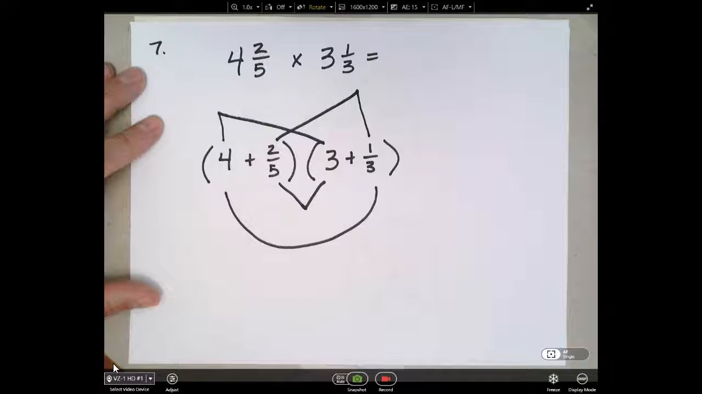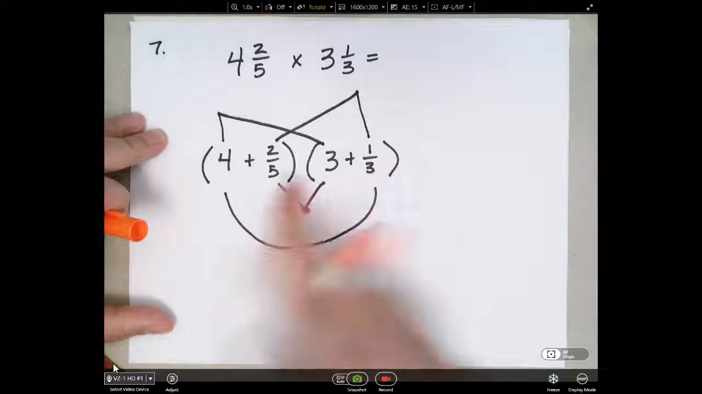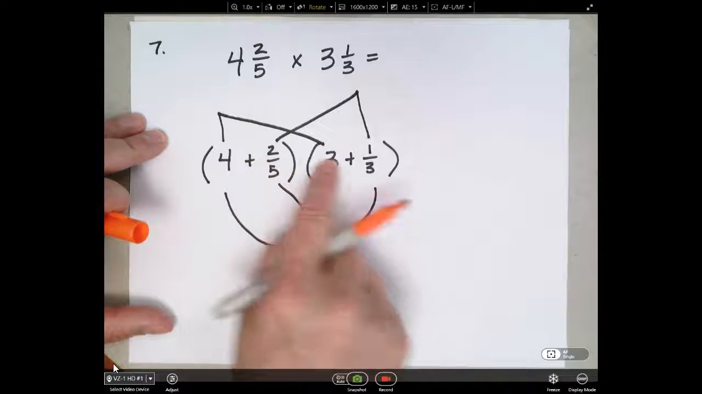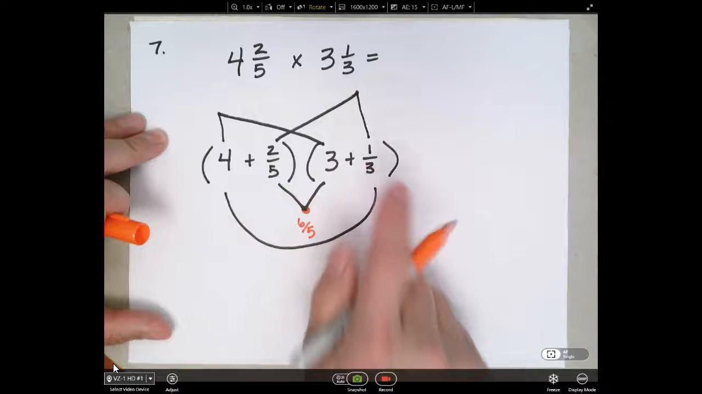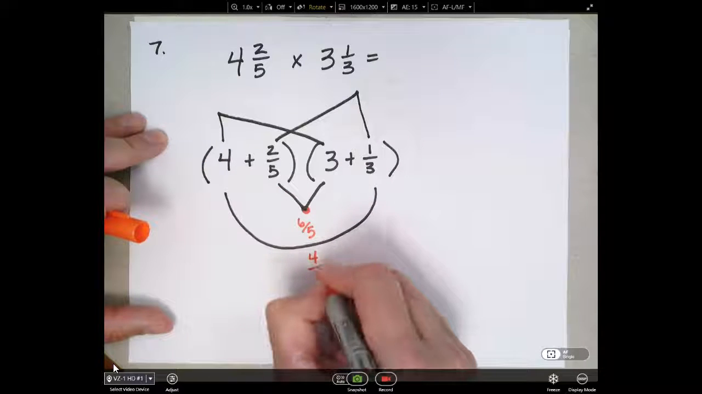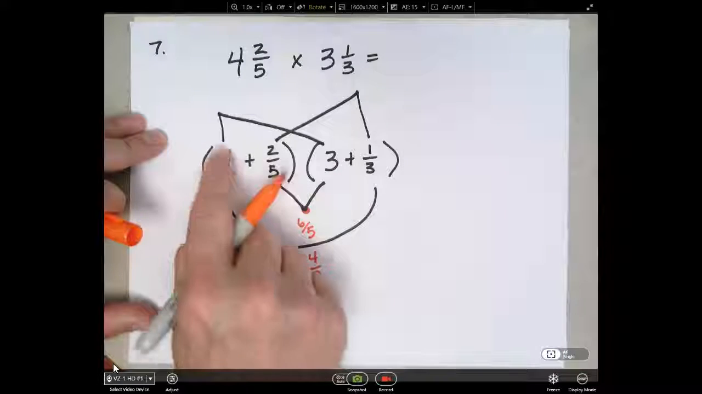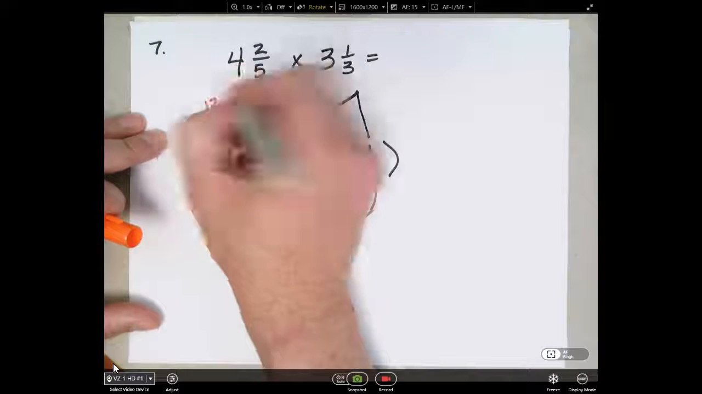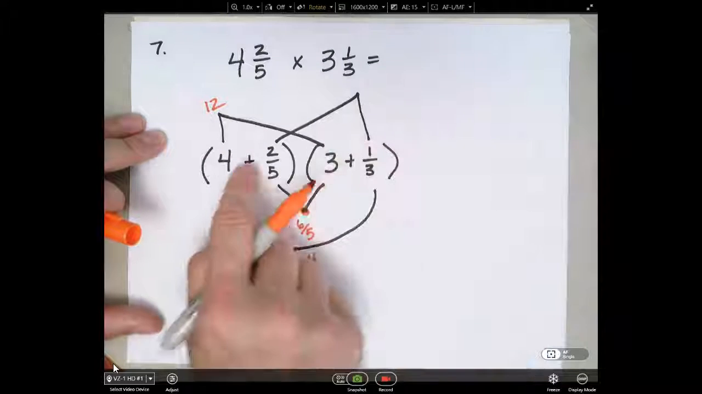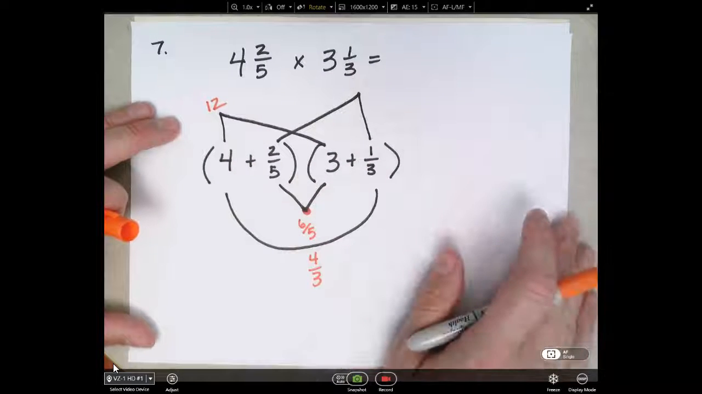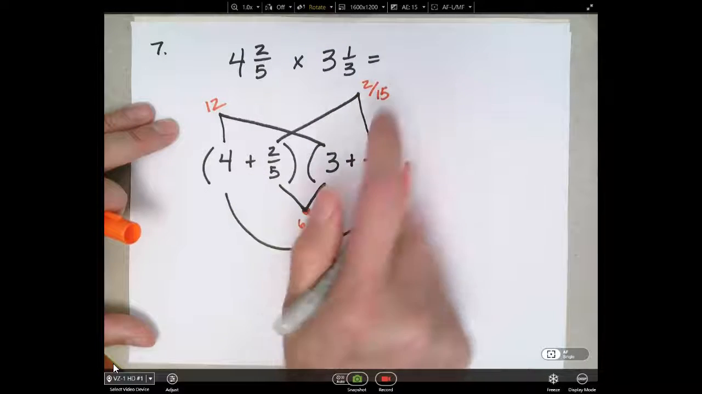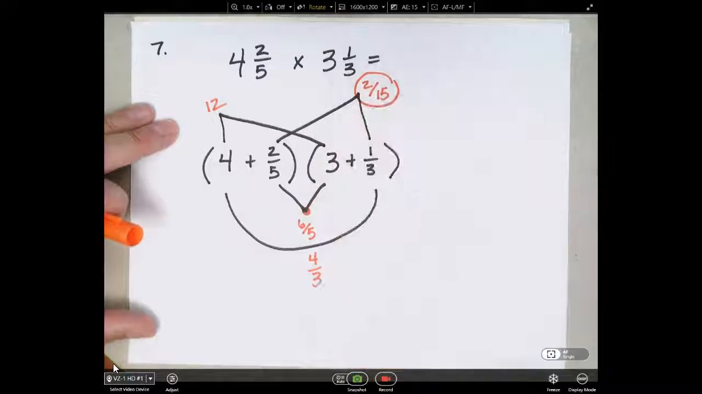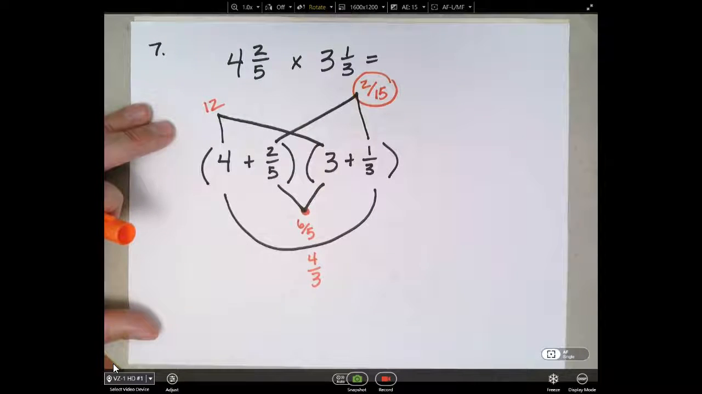So again, all we got to do now is multiply those pieces. Here's where one answer goes. 2/5 times 3, that would be 6/5. 4 times 1/3, that would be 4/3. 4 times 3 gives me 12 wholes. And 2/5 times 1/3 gives me 2/15. And again, I'm multiplying the fraction by the fraction. So this number is always the one that's going to give me my common denominator.